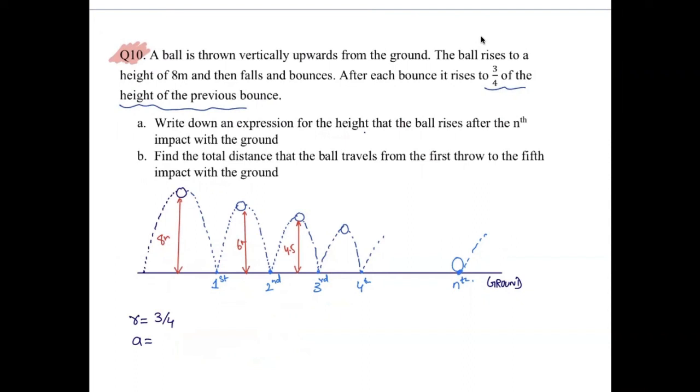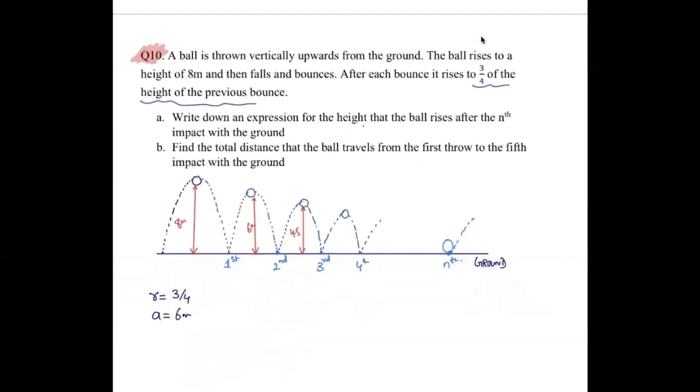8, 8, it is 6, 6, after the first impact. Okay. Now, in a geometric progression, how do you come up with the nth term expression? What is Tn equal to? A times r to the power of n minus 1.